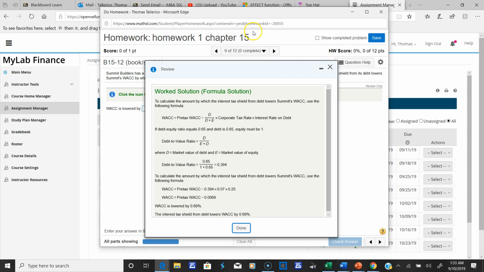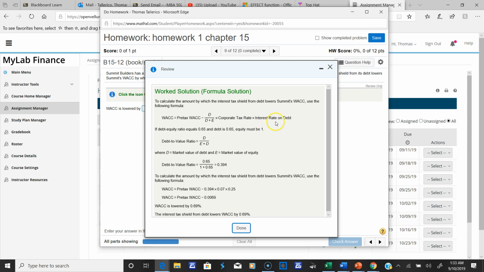Okay, so you use this formula here, right? The pre-tax weighted average cost of capital, minus the debt divided by the debt plus equity. This is called the debt to value ratio. You see this here? Times the corporate tax rate, which is given, and the interest rate on the debt.